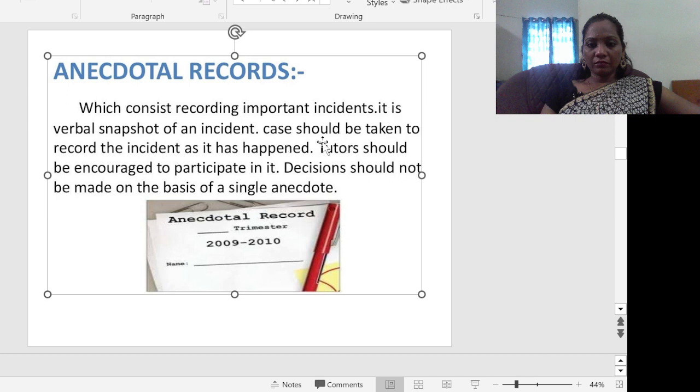Sometimes it can be recorded also. Care should be taken to record the incident as it happened. So the tutor should be encouraged to participate in it. A decision should not be made on the basis of a single anecdotal record. If he has several behavior problems, then we will understand that during this academic year he has had several types of problems or several recordings. Then we can analyze that he has some mischievous behavior. Like that we can analyze.